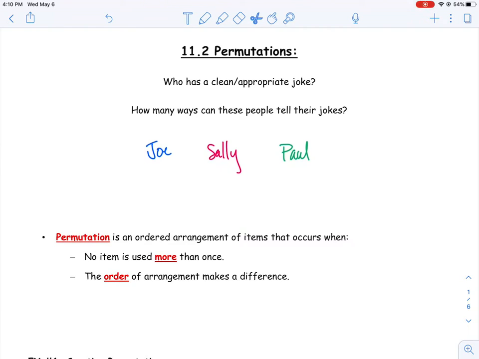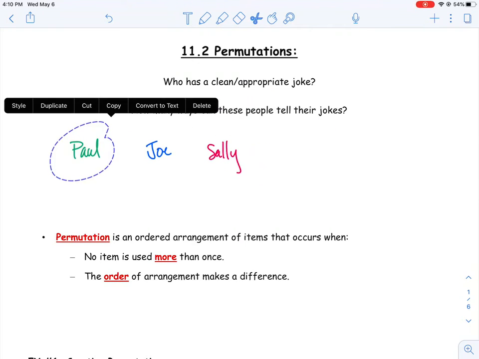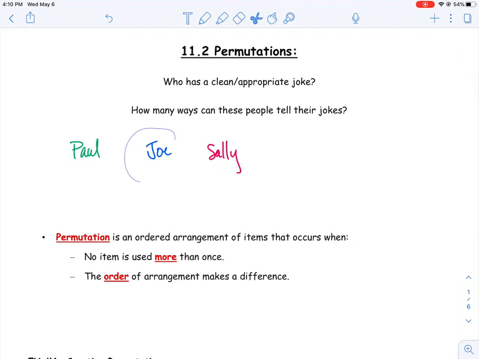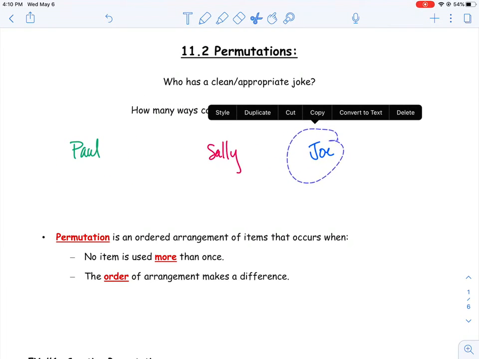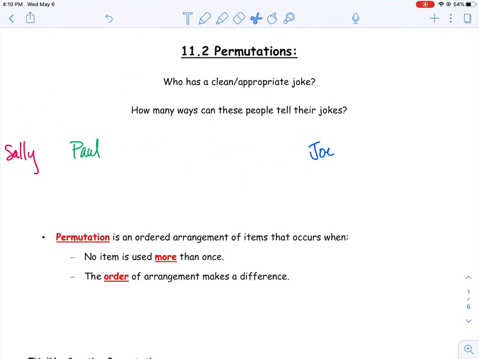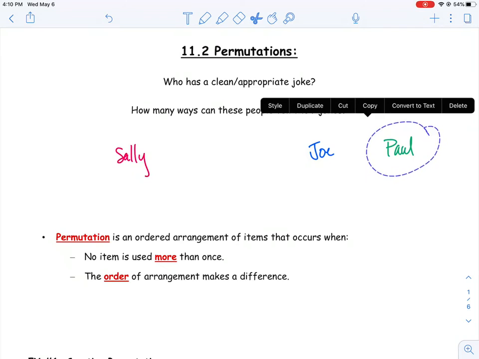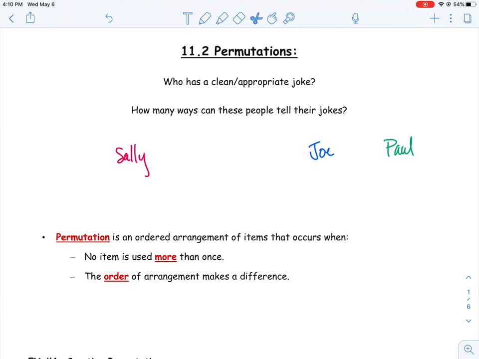Well, couldn't Joe go first, then Sally, then Paul, just like we have here? But then couldn't Paul maybe go first? Then it would be Paul, Joe, then Sally. And if Paul went first, then maybe Joe went last. That's a whole other way of telling those jokes. Or maybe Sally wanted to go first, and then Paul, and then Joe. Or maybe Sally wanted to go first, but Paul wanted to go last. Whew! Taking these three people and rearranging them gives me a whole bunch of different ways these three people can stand up and tell us their joke, right?